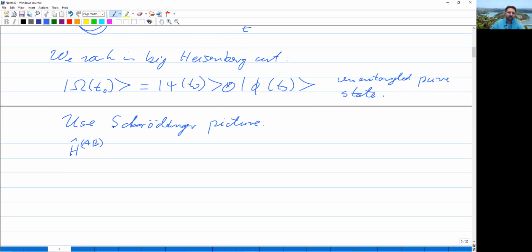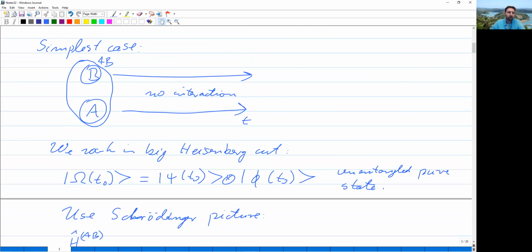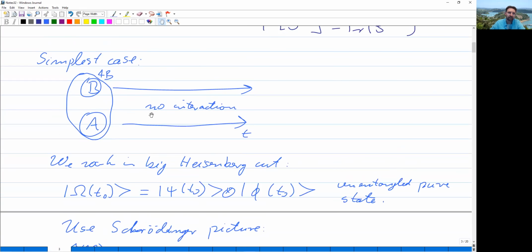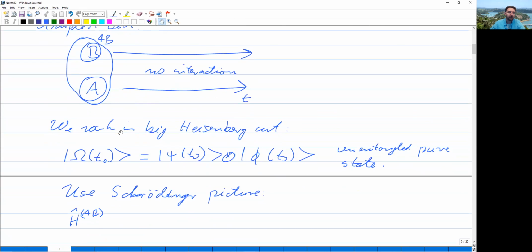Let's just understand it's in the Schrödinger picture. In fact, for simplicity today, I will assume all the Hamiltonians not to have any extra time dependence, and therefore the Schrödinger Hamiltonian agrees with the Heisenberg Hamiltonian. So we use the Schrödinger picture, and we now need to write down what is the Hamiltonian of the total system here. Well, if the two systems A and B have nothing to do with each other, which is what we assume to start with in the simplest case, then the energy of the total system is the sum of the energies of the subsystems.